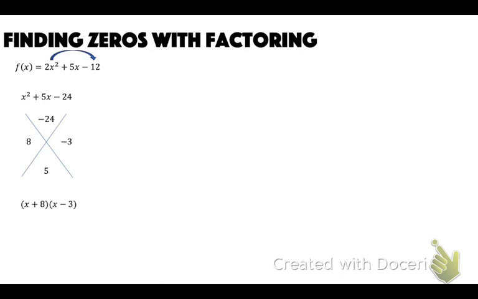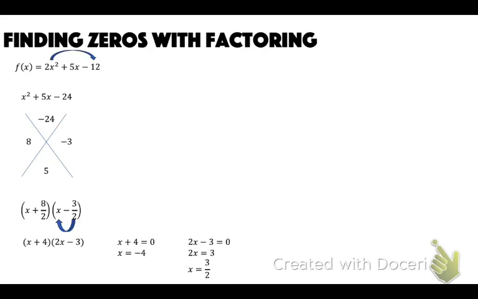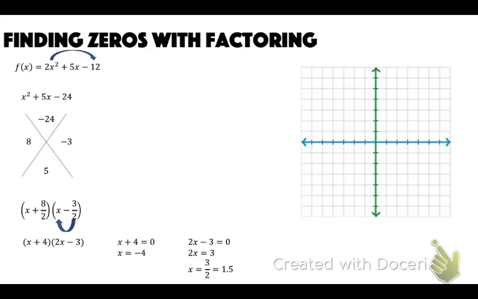But I multiplied by 2 to begin with. Opposite of multiplication is division, so I'm going to divide by 2. 8 divided by 2 is 4. 3 divided by 2 can't divide, so I'm just going to move that back. Now I'm going to set those both equal to 0, so I get x plus 4 equals 0, 2x minus 3 equals 0. So x equals negative 4, and add the 3, you get 2x equals 3, divide by 2, and you get x equals 3 halves, which is the same as 1.5. Then I can put this on the graph, so negative 4 and then 1.5.